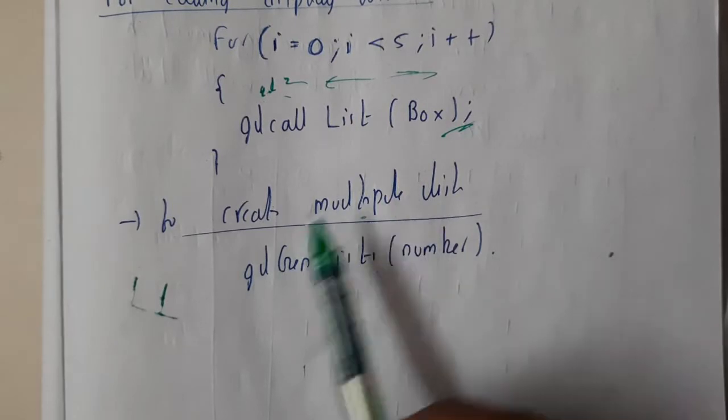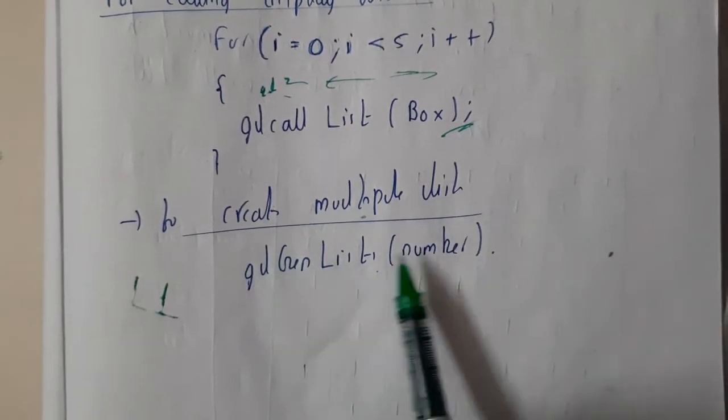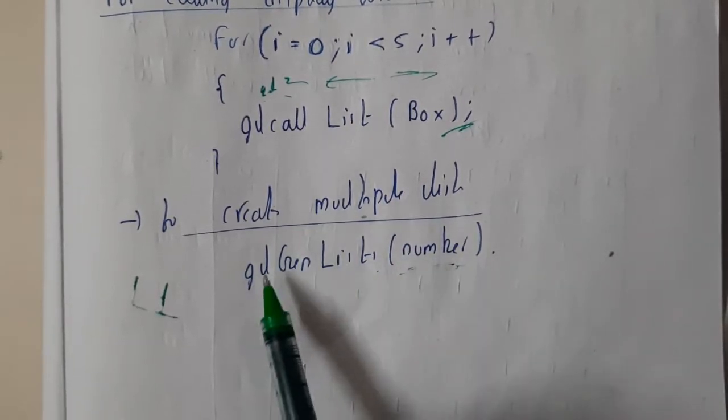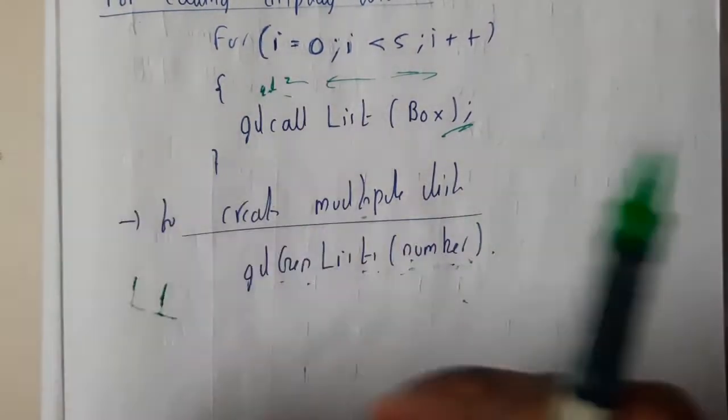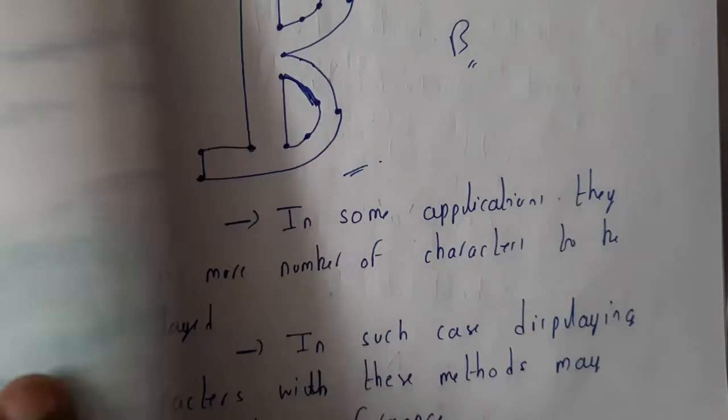You can even generate multiple lists by assigning numbers to particular lists. With glGenLists you can have box 2, box 3, box 4. Like that you can generate multiple lists. I hope everyone got a small idea on lists and display lists.